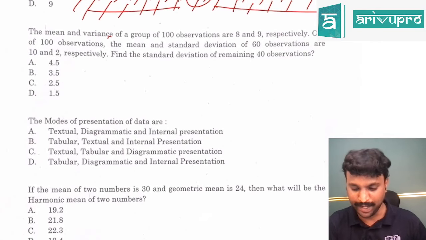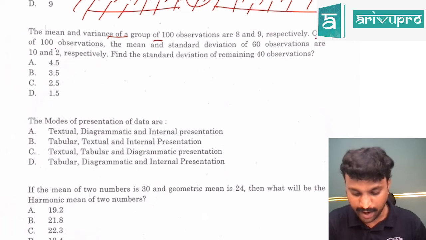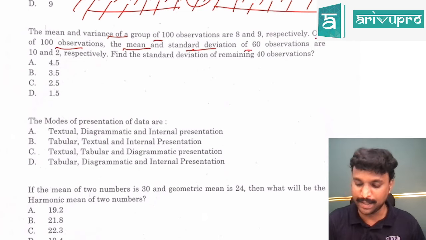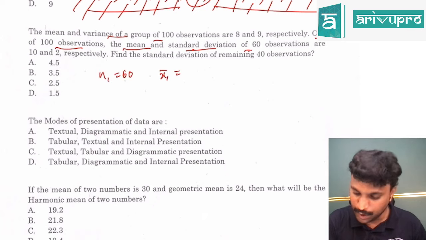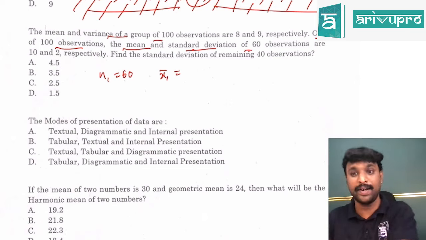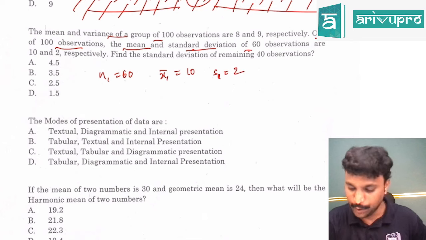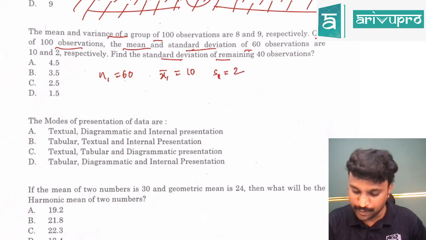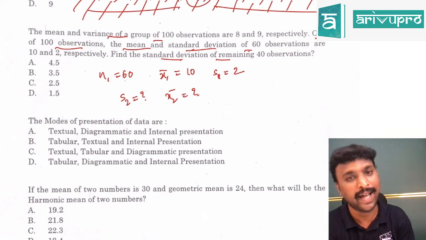Now look at the 86th question. The mean and the variance of a group of 100 observations are 8 and 9. Out of 100 observations, the mean and the standard deviation of 60 observations are given. That means n1 is equal to 60, x1 bar is 10 and S1, the standard deviation of the first group, is 2. 100 is divided into two groups here. For the remaining group we have to find S2, and x2 bar also we have to find. Without x2 bar we cannot find S2.